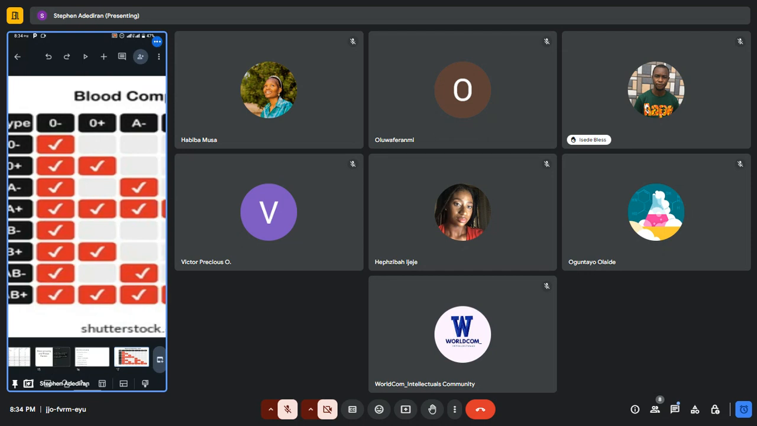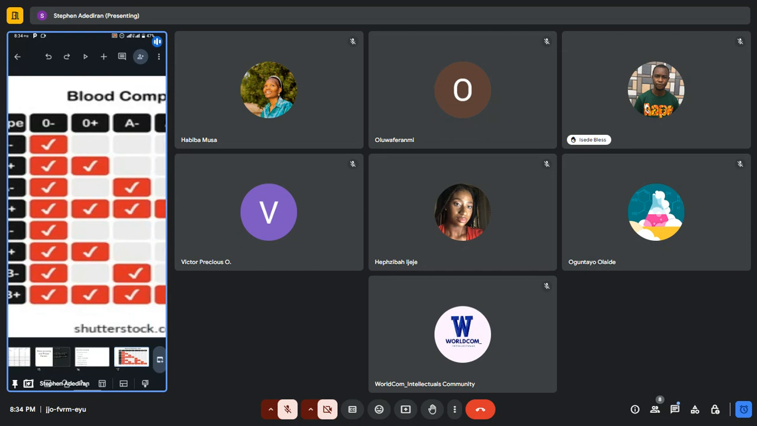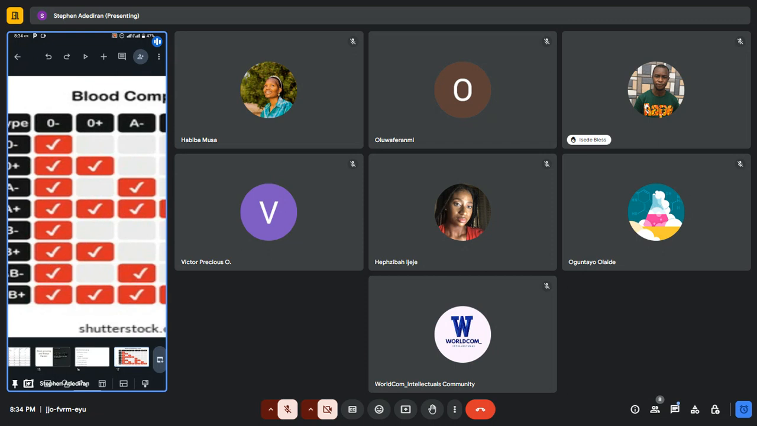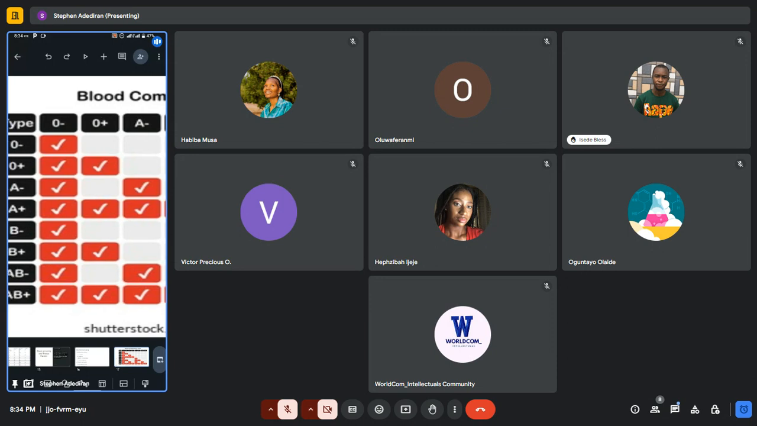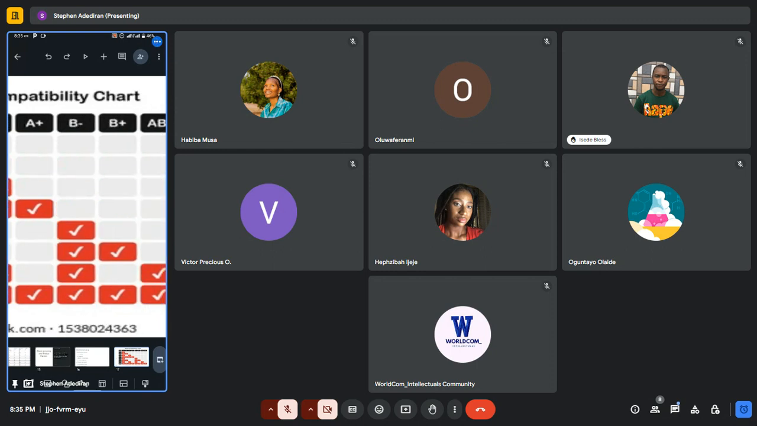So now let's move to the A negative. For this A negative, they can receive from the O negative. They can't receive from the O positive. They can receive from the A negative, that's their own, obviously. They can receive from the A positive. They can't receive from the B negative. They can't receive from the B positive. They can receive from the AB negative, and they can receive from the AB positive.